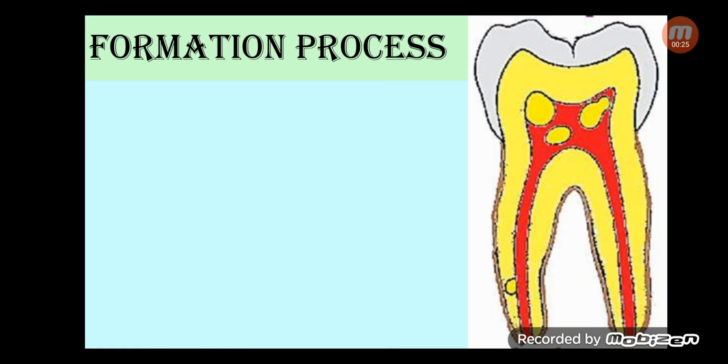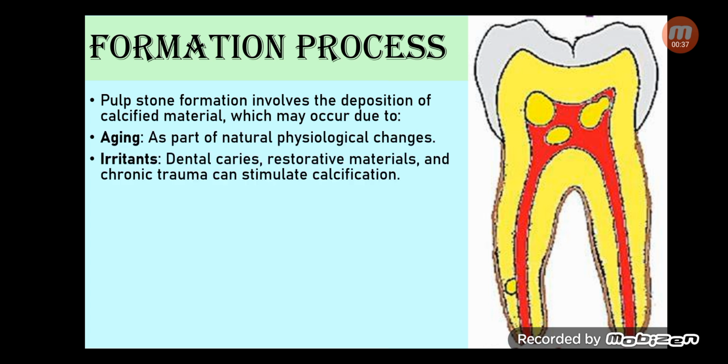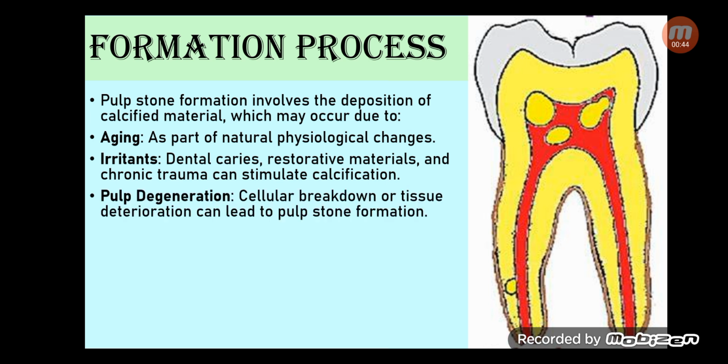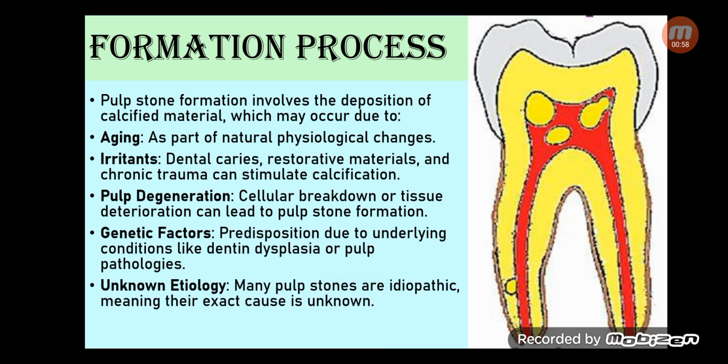Now we will talk about the formation process of pulp stone, like how they are formed. Pulp stone formation involves the deposition of calcified material, which may occur due to aging as a part of natural physiological changes, or it may be due to irritants like dental caries, restorative materials, and chronic trauma can stimulate calcification. Or it may be due to pulp degeneration, that is, cellular breakdown or tissue deterioration can lead to pulp stone formation. Or there may be genetic factors that predispose to dentine dysplasia or pulp pathologies.